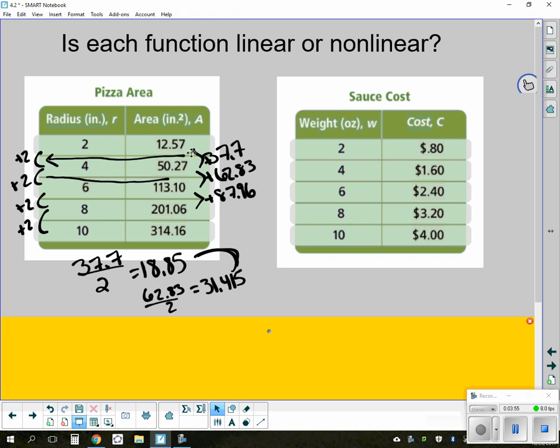The rate of change is different from this first point. Let me use a different color. The rate of change is different from this point than it is from here to here. Okay, so we're getting two different rates of change. That means it's nonlinear. To be linear, it has to have the same rate of change between every single point. And remember, we're talking about this as an ordered pair, this as an ordered pair, etc. So if you have a different rate of change from here to here, as you do from here to here, it has to be nonlinear.